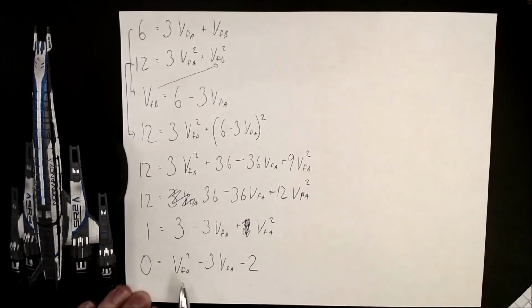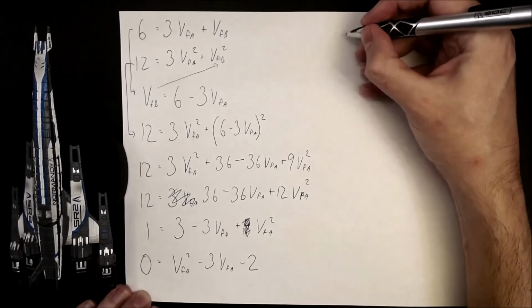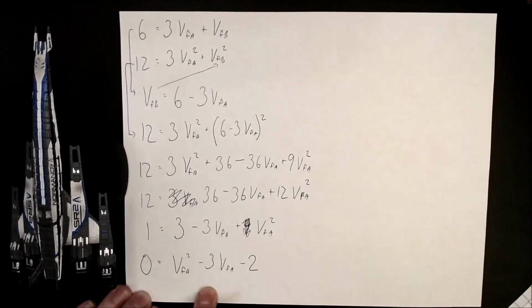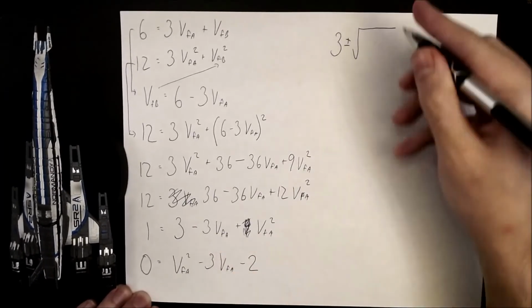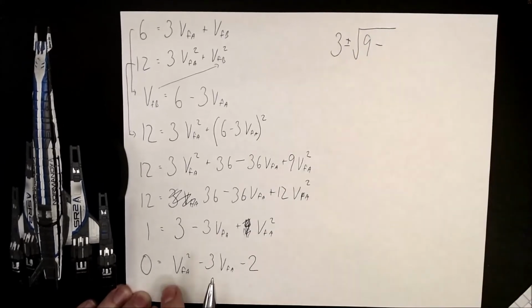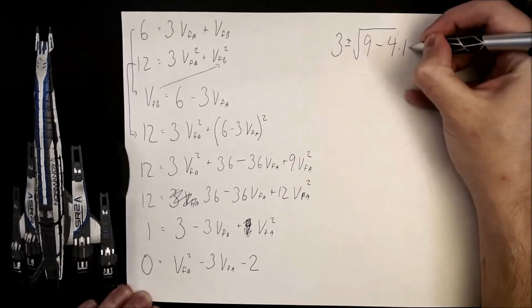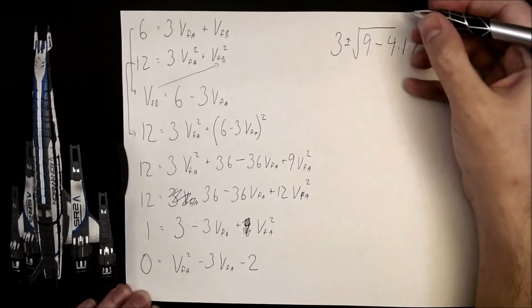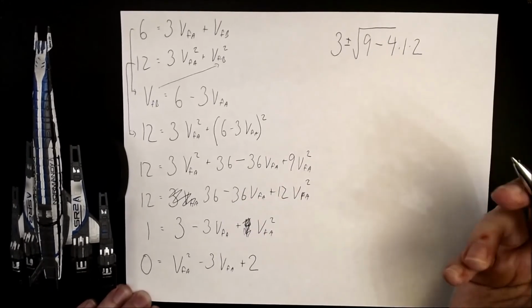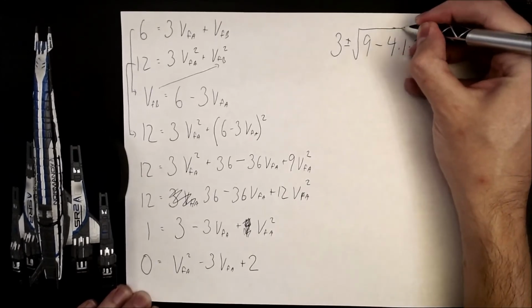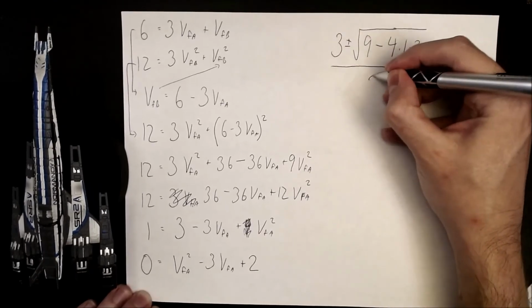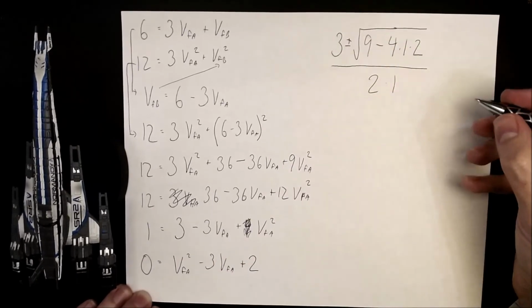And so we need negative b plus or minus the square root of b squared minus 4ac all over 2a. So negative b, negative 3, plus or minus the square root of b squared minus 4 times a times c. Oh, that's supposed to be a plus, excuse me. 3 minus 1 was a positive 2, all over 2 times a, which is 1.